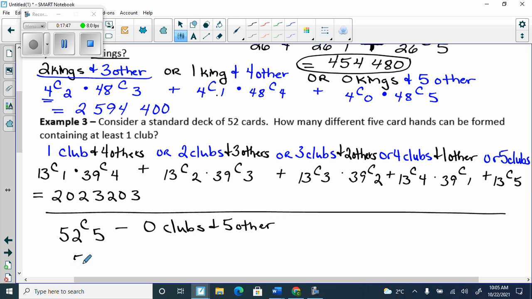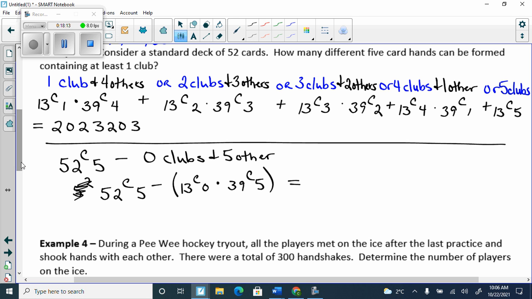So we could do 52C5 minus, do I have to even do the 0 club one? No, but I'm going to prove it. 13C0 times 39C5. Type that one in. You don't need the brackets, I excessively put them there. The calculator will do order of operations. So go 52C5 minus technically 39C5. You wouldn't even need the 13C0. We get the same answer? Yeah.